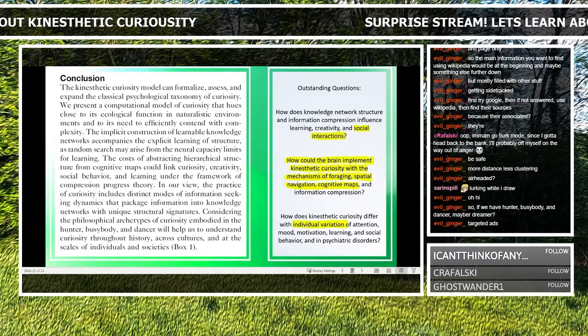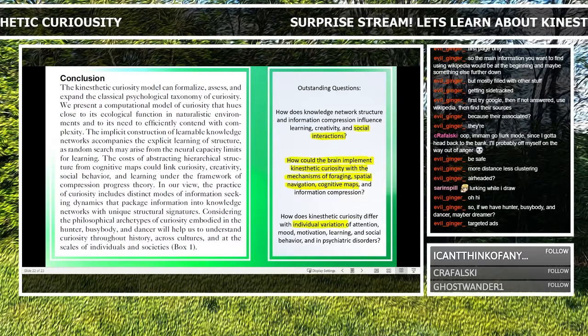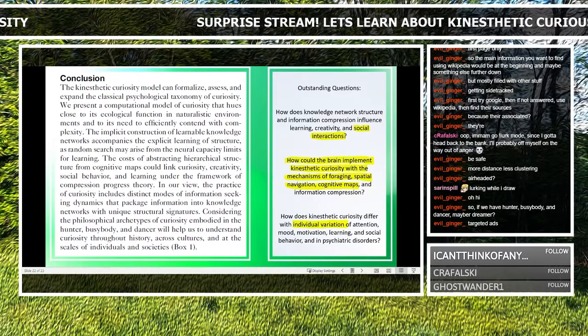And the last section is talking about individual differences. So instead of comparing a busybody, a hunter, or a dancer, what are these individual differences within these categories that make them different? Like I always find looking, because not everyone's the same, right? Everyone's different. So looking at these individual differences may help us understand what exactly is going on while we hunt for information.